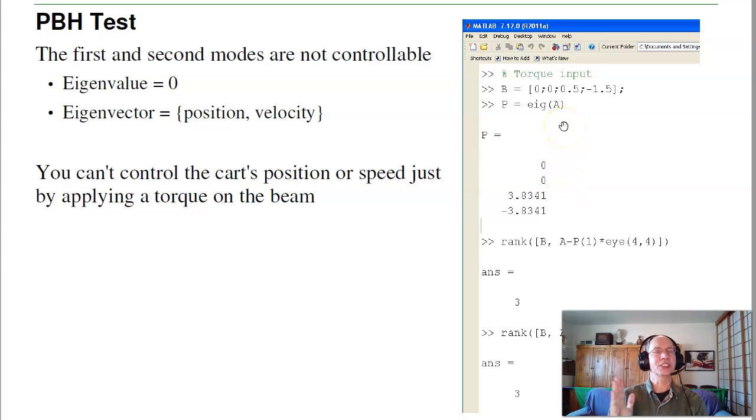That's position and velocity. If I apply a torque, turning the beam back and forth, I can't have the cart come over and stop it somewhere. So that mode is uncontrollable. I can't control the speed of the cart by twisting the motor at the top. That mode is also uncontrollable. And again, if you think about it, that's not too surprising.